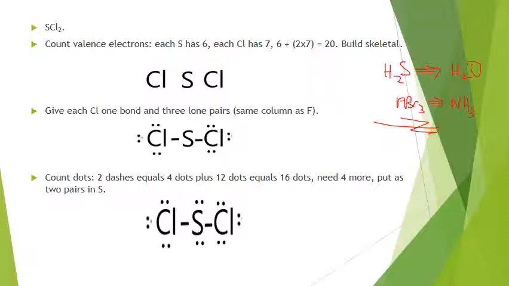Sulfur has 6, chlorine has 7, so 6 plus 14 is 20. Give chlorine its number of bonds and lone pairs: 1 bond and 3 lone pairs. Count the number of dots: 2, 4, 6, 8, 10, 12, 14, 16. We need 4 more, so we're going to put the 2 in the middle.